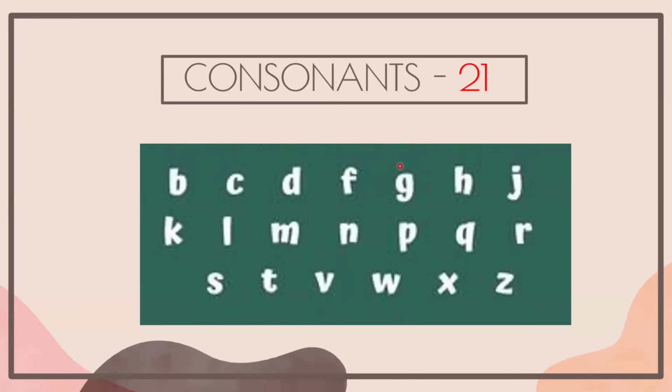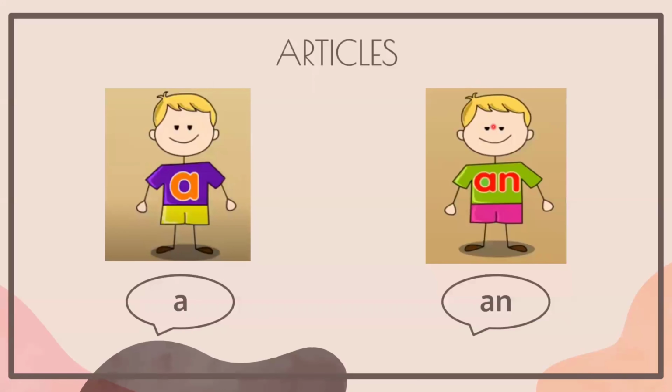And remaining letters are called consonants. There are 21 consonant letters. There are 5 vowels and 21 consonants in English alphabets. Today, our topic is articles. A, an. This is a and this is an.